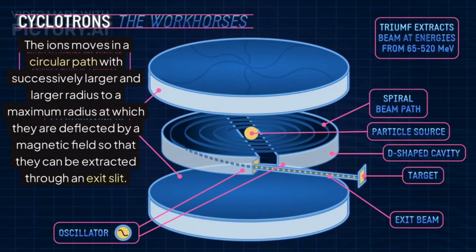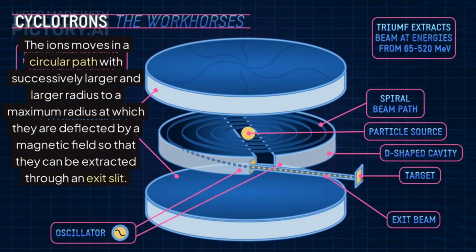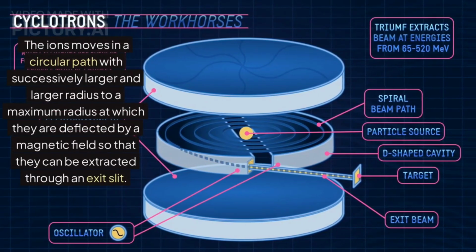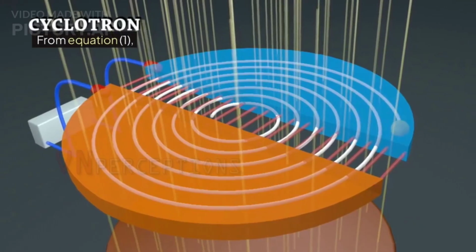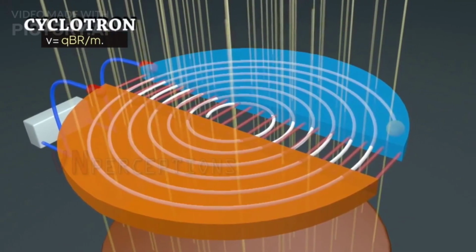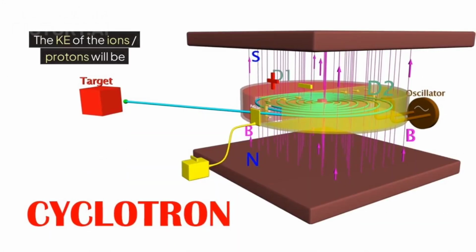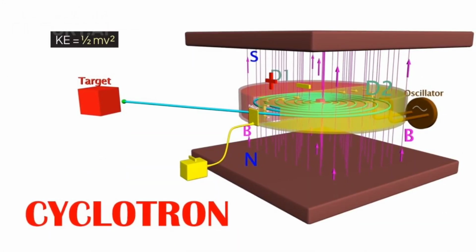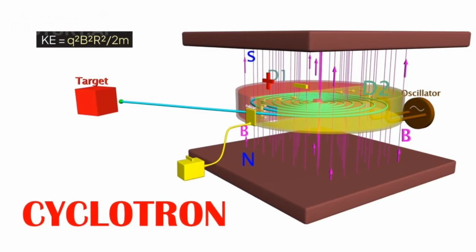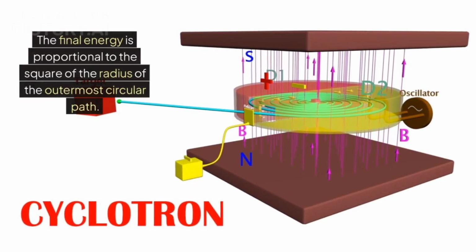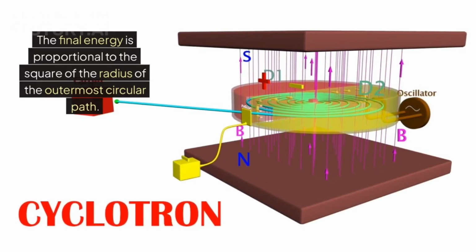The ions move in a circular path with successively larger and larger radius to a maximum radius at which they are deflected by a magnetic field so that they can be extracted through an exit slit. From equation 1, v = qBr/m. The kinetic energy of the ions, protons, will be K = 1/2 mv², K = q²B²r²/2m. The final energy is proportional to the square of the radius of the outermost circular path.